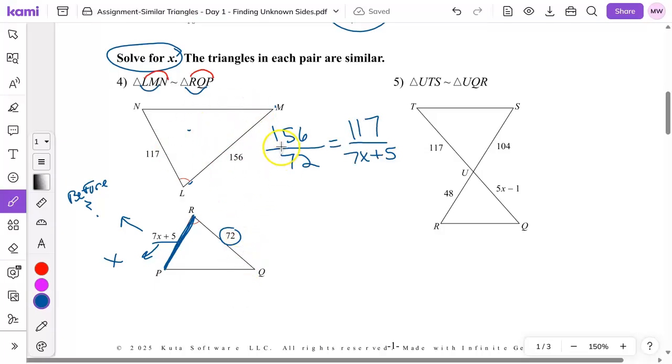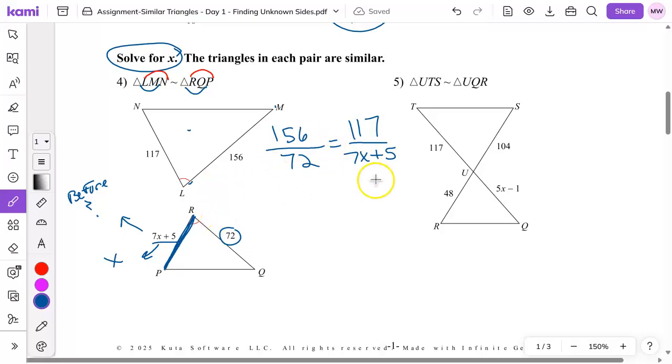Okay, so this one here, what did I do? So I knew that I needed to get RP in there, right? So that's the 7x plus 5. So what I did is I took two corresponding sides. I started with this one, 156, which is LN, the first and the second, and I matched, so right here, and I matched it with RQ, the first and the second, which was 72, okay? And then I needed to get this one in there, so that's RP, so that's going to be the first and the third, so I put that there. And that's got to match with the first and the third there, which is LN, which is 117. So that's the one I set up.